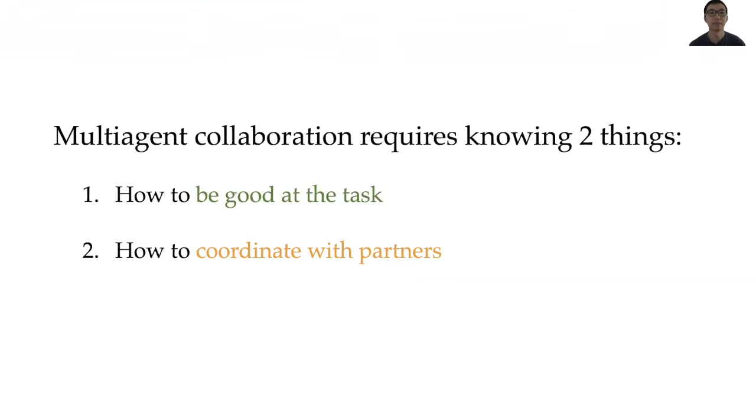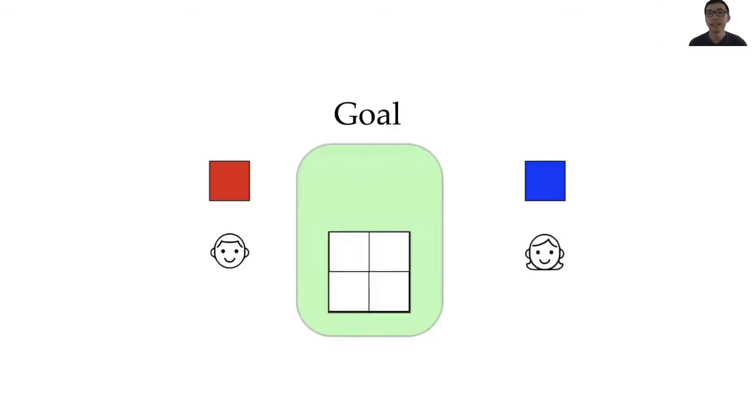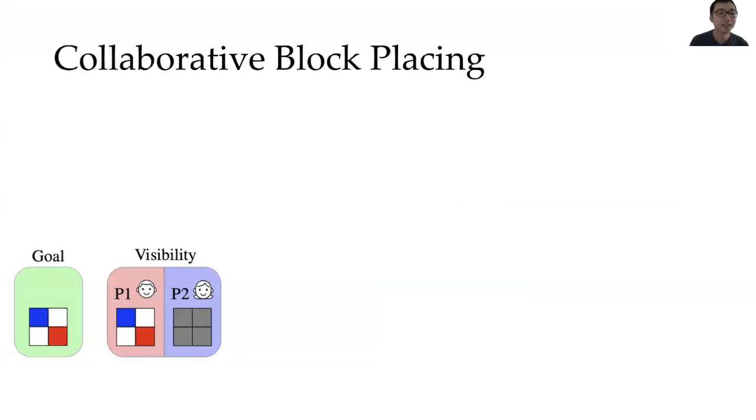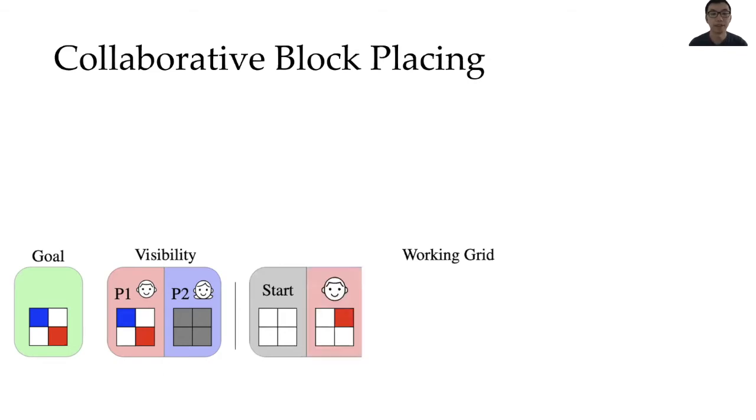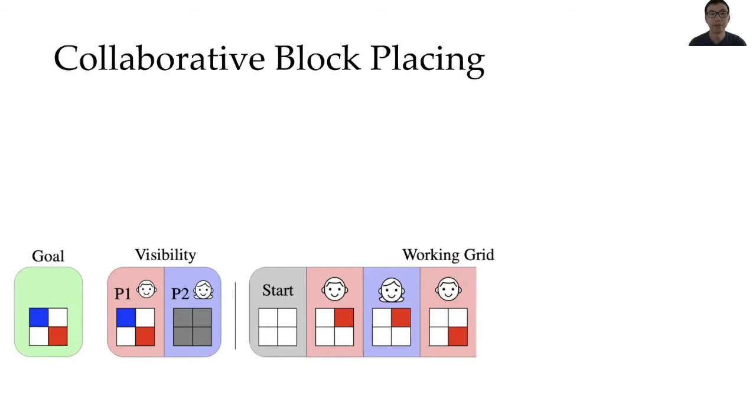So clearly, multi-agent collaboration requires knowing two things. First, how to be good at the task, and second, how to coordinate with your partners. So more concretely, here's a task where two people try to reconstruct the grid, with player one, the boy, controlling the red block, and player two, the girl, controlling the blue block. At the beginning, player one can see the goal grid, but player two cannot, and they start off with an empty grid. So player one might start placing the red block on the top right, and player two might do nothing. Player one might move the red block to the bottom right, and player two might move the blue block to the top left, based on conventions that they've developed and from the signals of the past few moves.